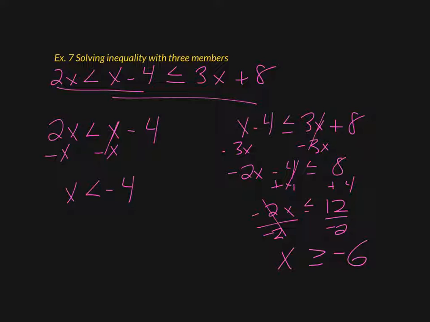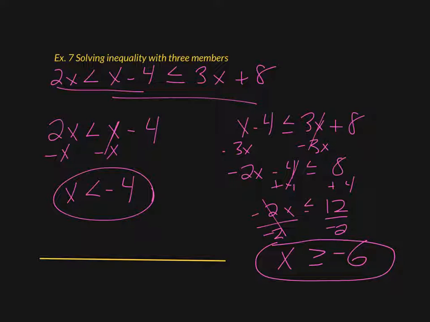So here we see that this is a solution and this is a solution: x is less than negative 4 and x is greater than or equal to negative 6. So if we graphed this, and let's say this is negative 6, negative 4. x is less than negative 4, but x is greater than or equal to negative 6, shaded between there.